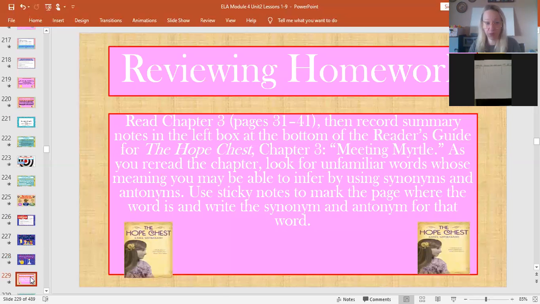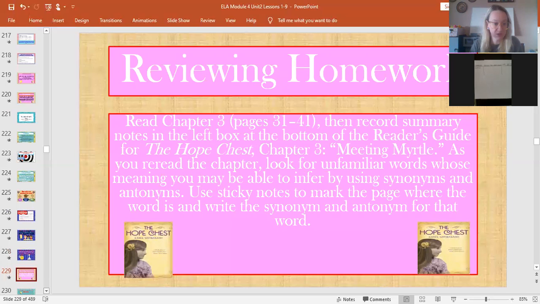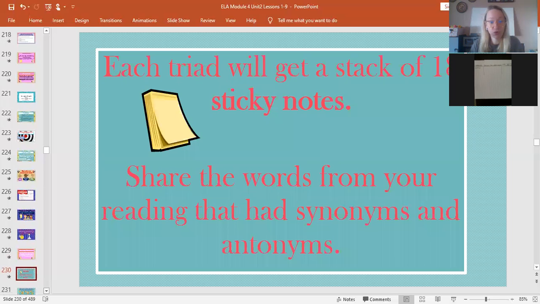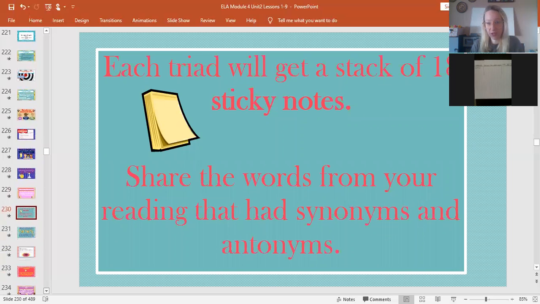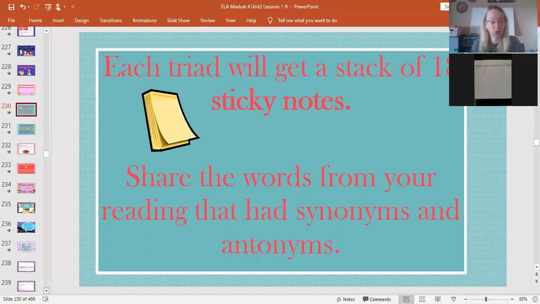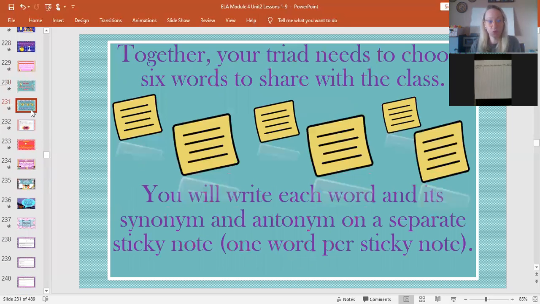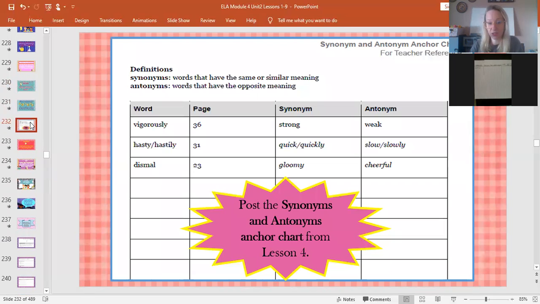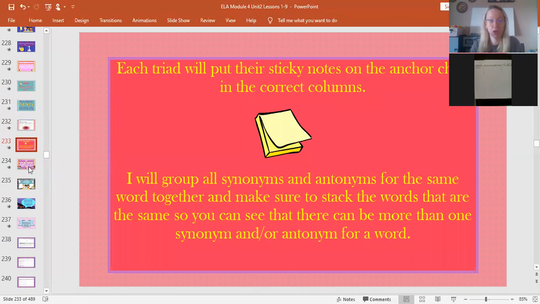So let's think about our homework that we have. Chapter 3, we're going to meet Myrtle. As you read the chapter, you were looking for unfamiliar words. Scroll down here. Okay, so you would have had evidence flags or sticky notes, and you were looking through your chapter looking for words that you could have added to your synonyms and antonyms chart from the previous lesson. So be prepared to share out maybe some words that you found in your chapter that we should add to this list as a class when we come back together on Zoom.